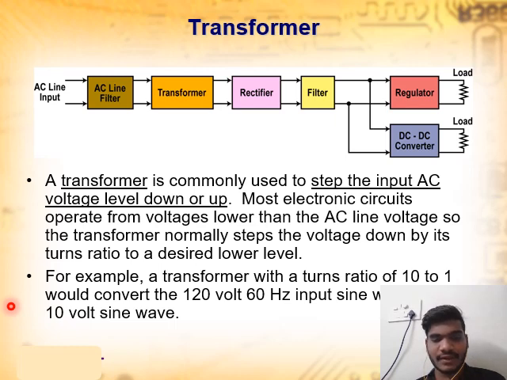For example, a transformer with a turns ratio of 10:1 would convert the 120 volt 60 Hz input sine wave into a 12 volt sine wave, in which the rectifier also plays a main role.